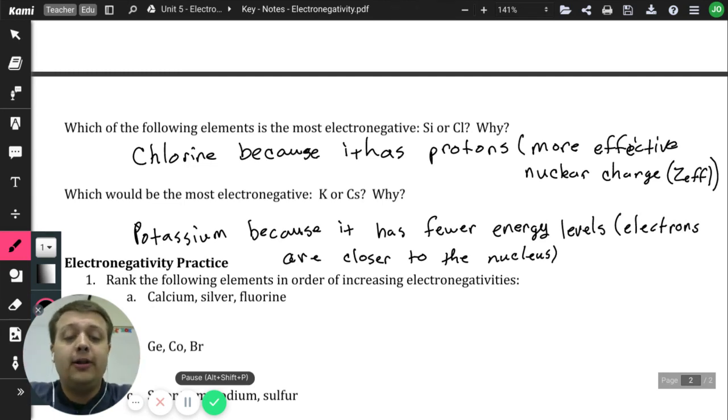All right, so I'm going to leave the rest of this for y'all to do as practice. There will be a key to it posted on Canvas. But otherwise, that is the end of your electronegativity.